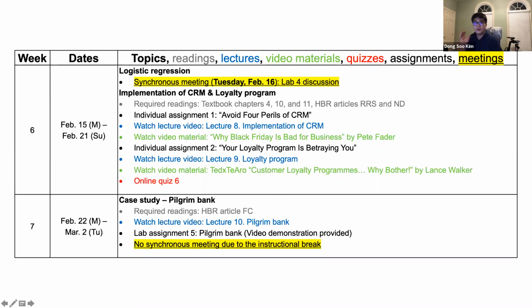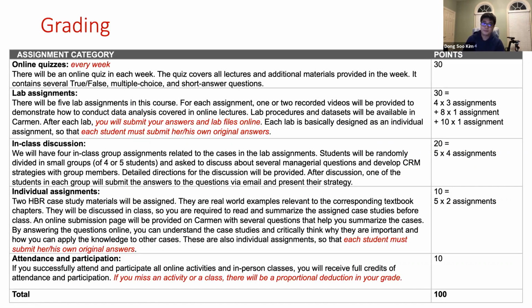Again, to get the credit, you have to successfully finish all of those items. And you can find the same schedule table in our course syllabus as well. Grading. There are 5 components of grading.